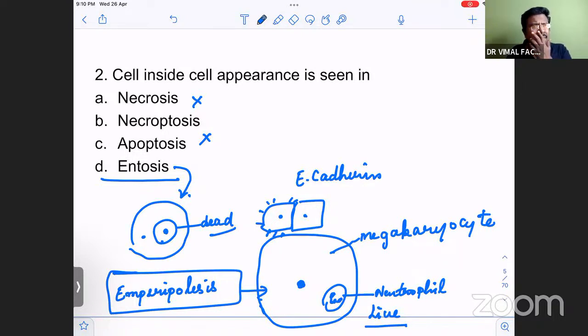But how does it help in the survival of the cancer cells? The tumor cells will keep on dividing and need a lot of nutrition. So the cancer cells will cannibalize, engulf the nearby cells and take their nutrition, and thereby keep on surviving. So entosis protects against the cancer and also favors cancer formation. So these are the things we should know about entosis.